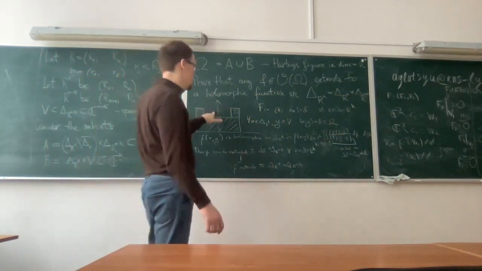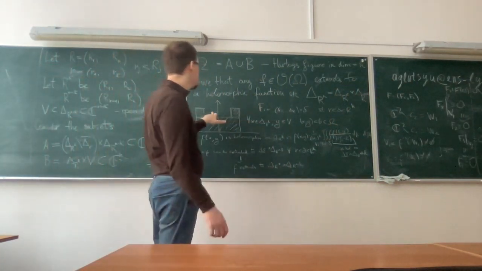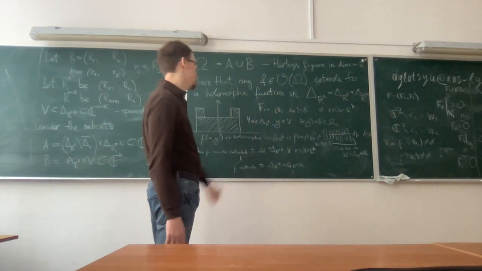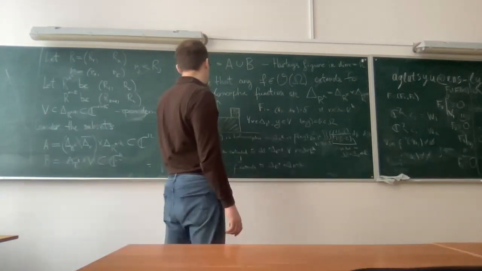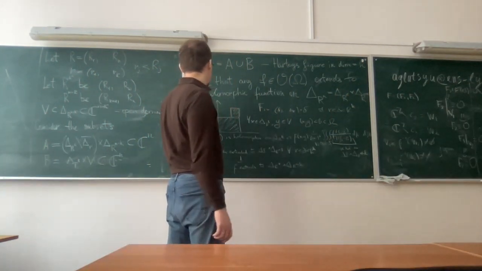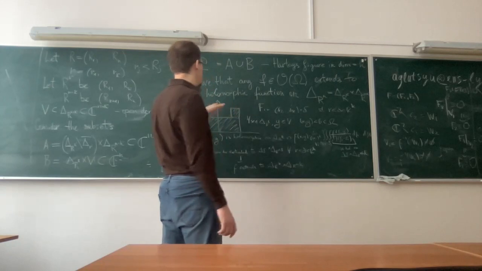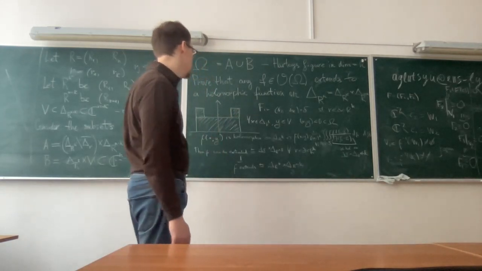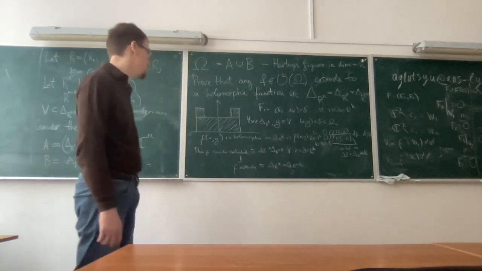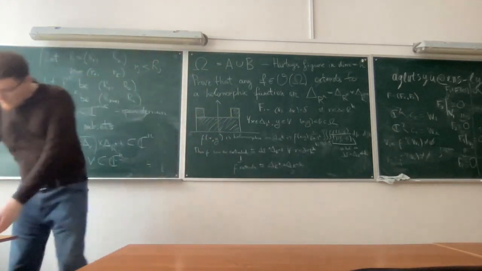Yeah, so the idea is the same. You take a point here and you write down the multidimensional Cauchy formula using a contour which goes inside this domain. And just by analytic continuation, you extend the function. Okay.